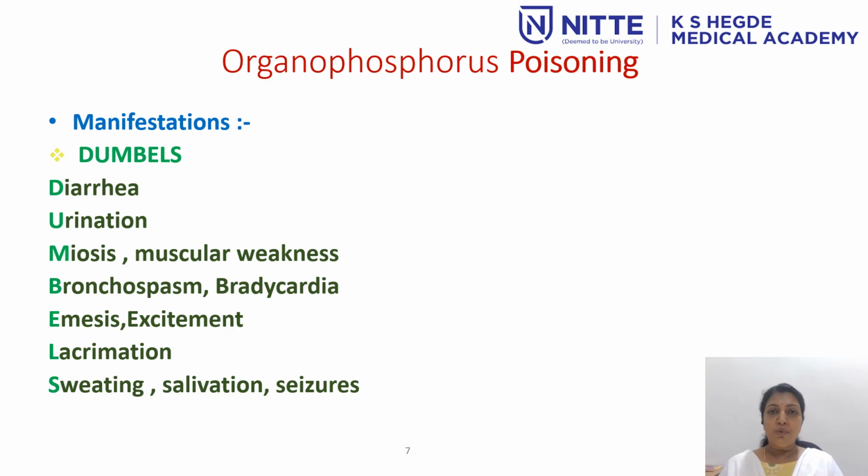Just remember the mnemonic DUMBBELS. D stands for diarrhea, U for urination, M for miosis and muscular weakness, B for bronchospasm and bradycardia, E for emesis and excitement, L for lacrimation, S for sweating, salivation, and secretions.